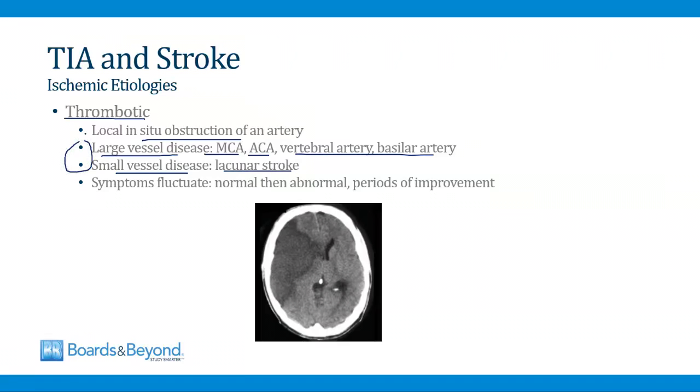But in terms of clinical presentation, thrombotic strokes often present with fluctuating symptoms. Patients can have normal neurologic function and then abnormal. They can have periods of improvement and then decline. A clinical history of neurologic symptoms that are waxing and waning over time, that's consistent with a thrombotic stroke.